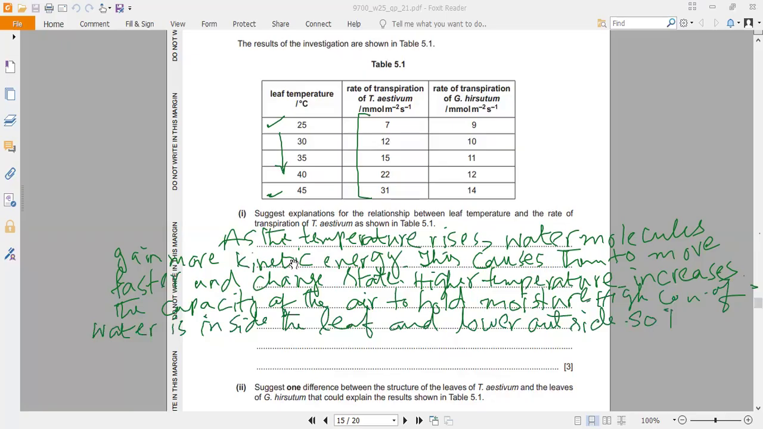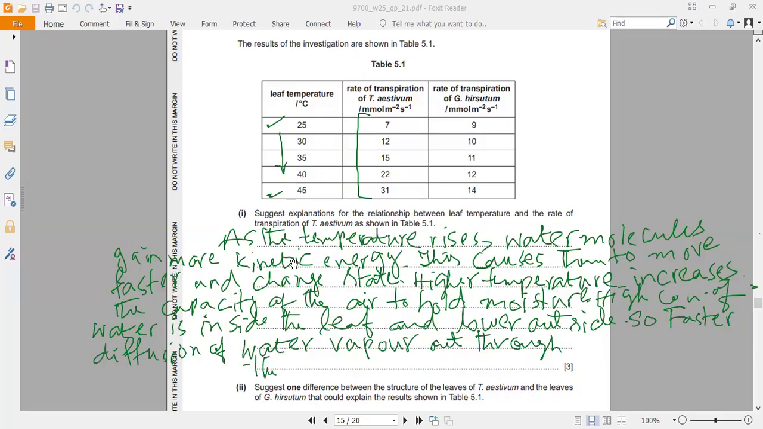So faster diffusion of water vapor out to the stomata. So more water is diffused out due to this high temperature. Due to high temperature, higher leaf temperature provides the latent heat of vaporization. So more water is evaporated out.